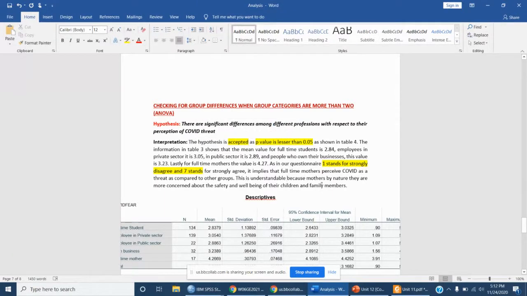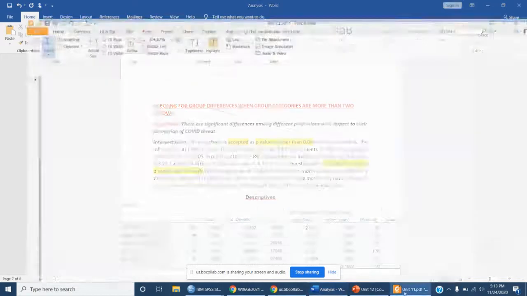So just keep this template in mind when you are interpreting your ANOVA or t-test, especially because this week's DQ activity is about these particular tests, the t-test, ANOVA test, and regression test. So you need to keep these interpretations in mind. You are required to interpret these tests. Okay, any question?